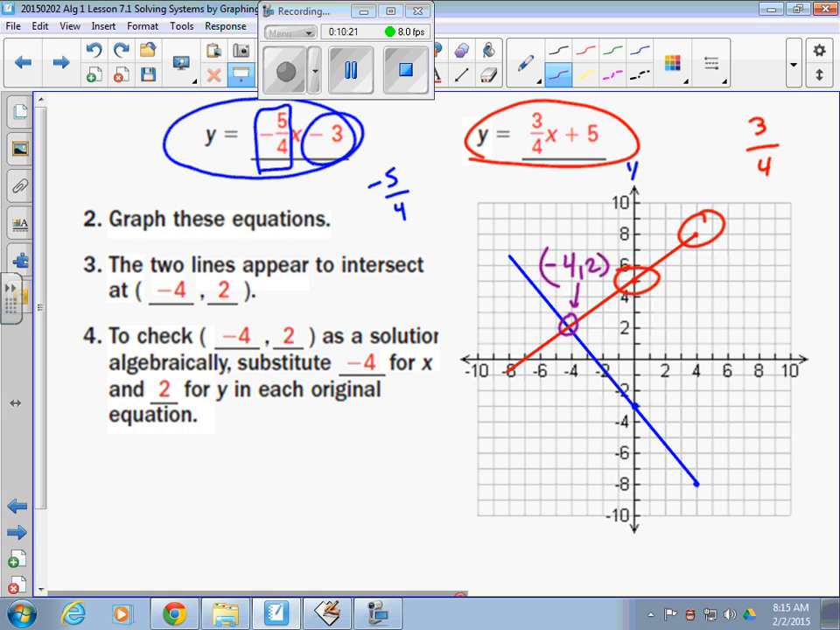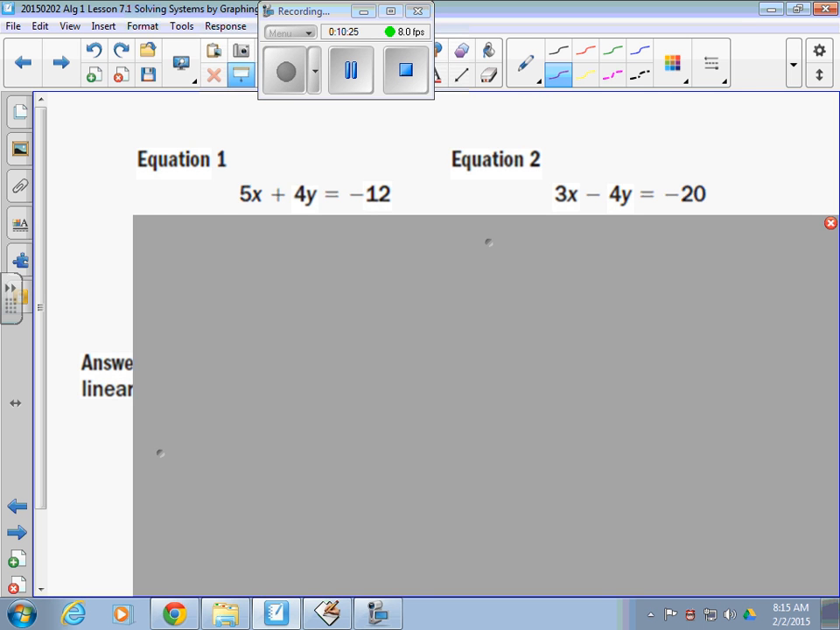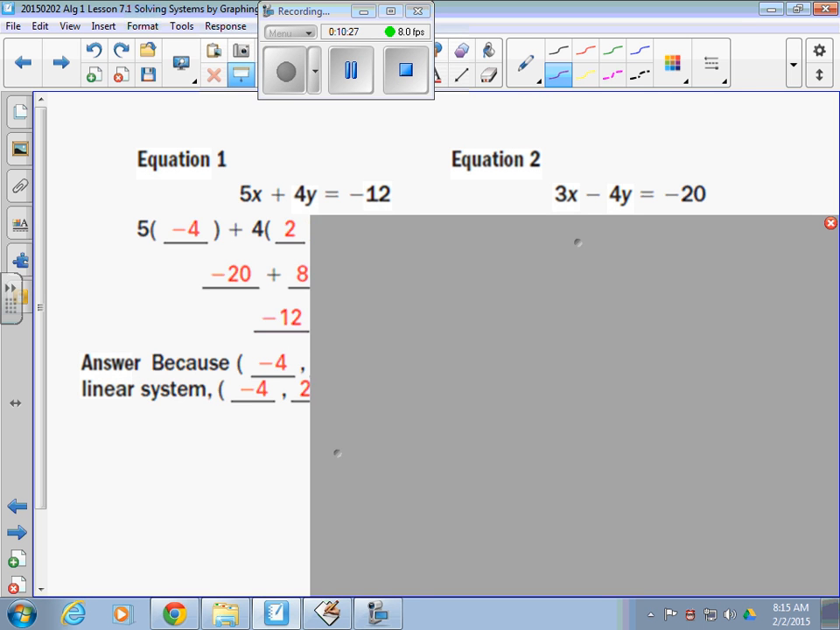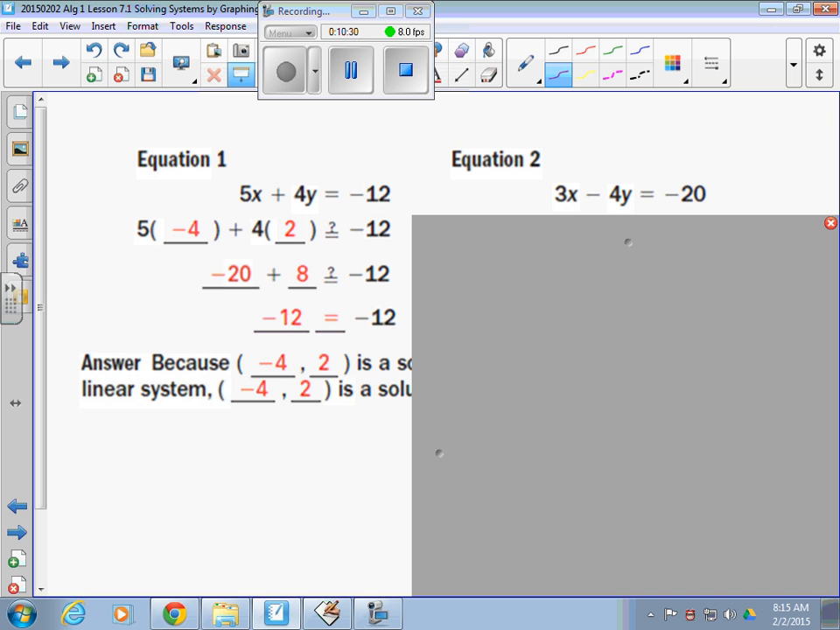So when we plug it into the first equation, 5x plus 4y equals -12. 5 times -4, we know we get -20. 4 times 2, we know we get 8. -20 plus 8 is -12. That's a true statement right here. We know that's true.